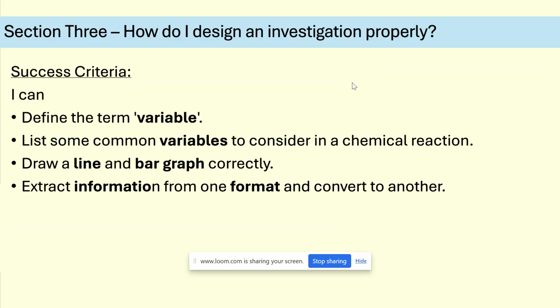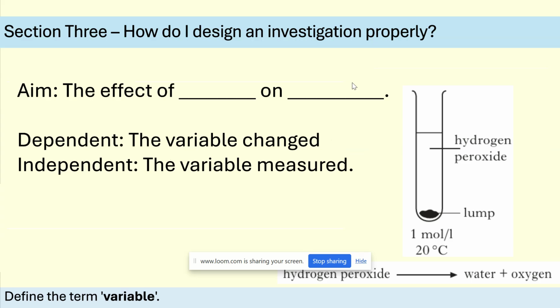Okay, so our third and last section is our experimental designy bit. So it's looking at what a variable is, some common variables in a lovely mnemonic that we have, line and bar graphs, potentially even a little bit of a pie chart, and then extracting information. So when we do an experiment, we know our aim is to find the effect of the thing we change on the thing we measure.